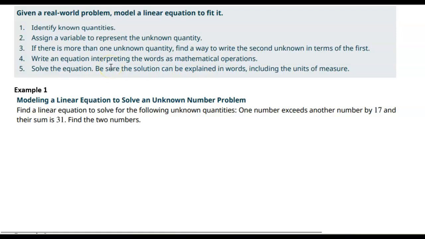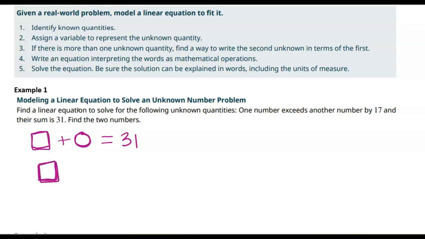We want to find a linear equation to solve for the following unknown quantities. One number exceeds another by 17, and their sum is 31. Find the two numbers. I actually want to first think about the sum piece. That makes a little more sense to me. So I know if I add two different numbers, their sum is 31. I also know one of those numbers is bigger than the other, exceeds means bigger than the other, by 17.